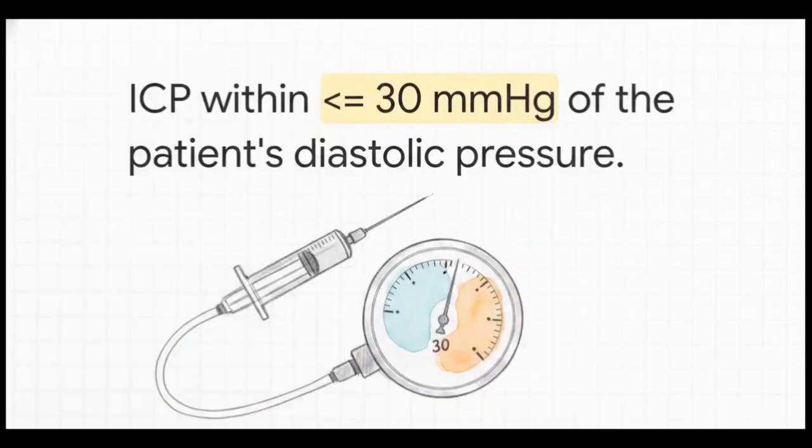Because those clinical signs can sometimes feel a bit subjective, surgeons rely on a very specific numerical threshold using needle monitoring. The definitive diagnostic trigger is an intracompartmental pressure, or ICP, that comes within 30 millimeters of mercury or less of the patient's diastolic blood pressure. When that pressure closes in on the diastolic pressure by 30 points or less, you have a confirmed, undeniable emergency.